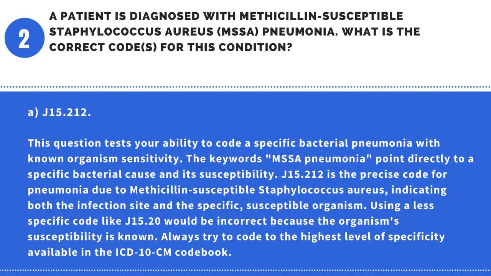J15.212. This question tests your ability to code a specific bacterial pneumonia with known organism sensitivity. The keywords MSSA pneumonia point directly to a specific bacterial cause and its susceptibility. J15.212 is the precise code for pneumonia due to methicillin-susceptible Staphylococcus aureus, indicating both the infection site and the specific, susceptible organism. Using a less specific code like J15.20 would be incorrect because the organism's susceptibility is known. Always try to code to the highest level of specificity available in the ICD-10-CM codebook.